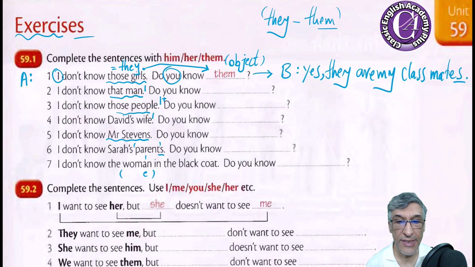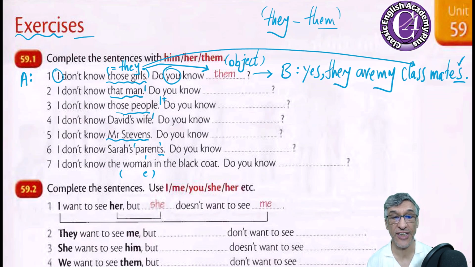Why do I put S here? Because I say those girls. So I am talking about those girls with my classmates. Look at it. I changed and turned them into classmates. I do not know that man. Do you know him? Yeah, one person. Man is a he and the objective is him.